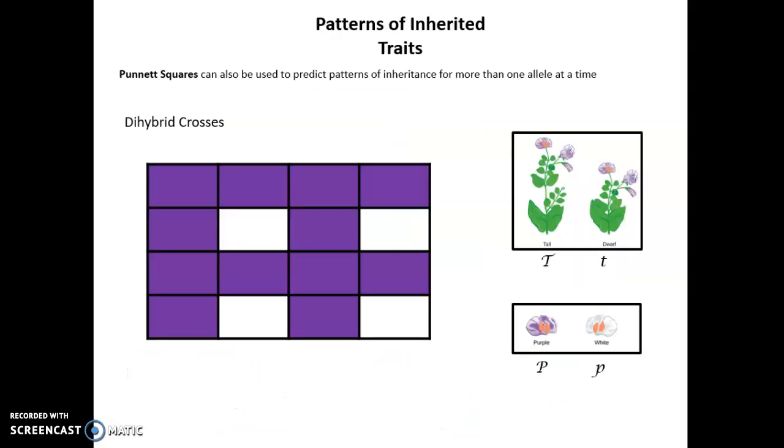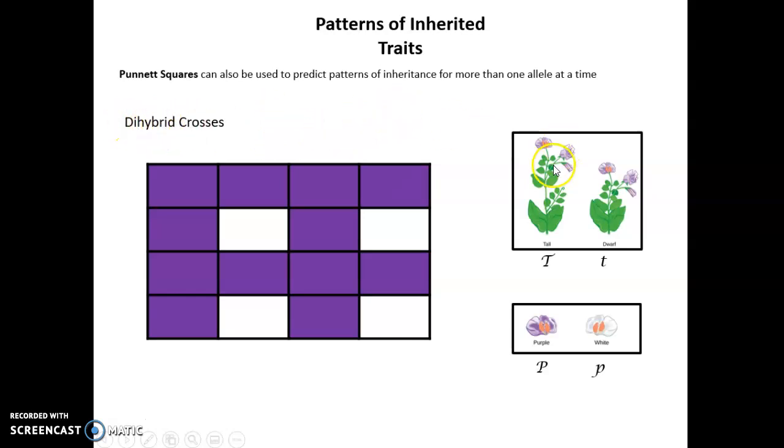Okay, so then he thought, well, what about more than one trait? If we're looking at more than one trait, are these traits tied together or are they separate? So we decided to run some Punnett squares that are a bit more complicated. They're called dihybrid crosses. Di meaning two. He's going to look at hybrid of two different traits.